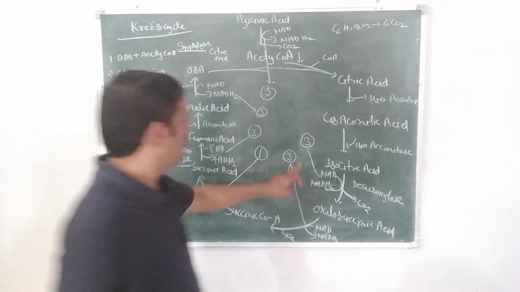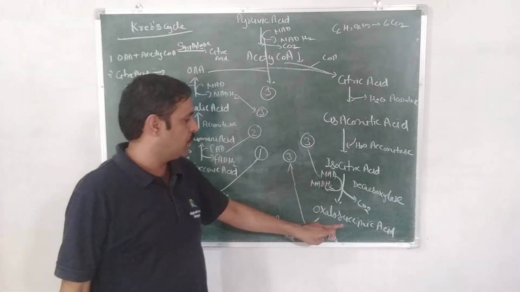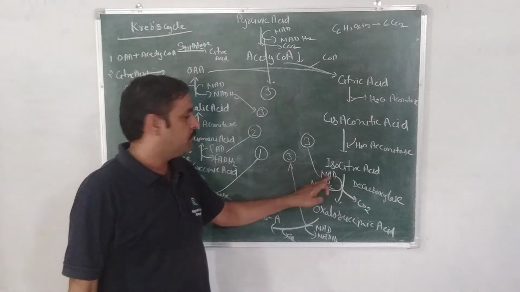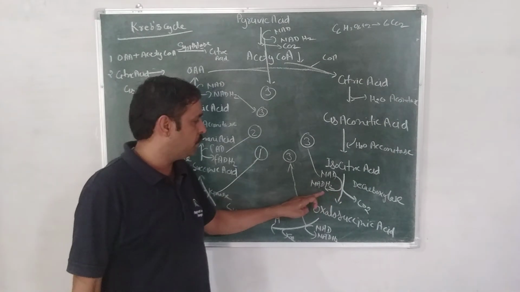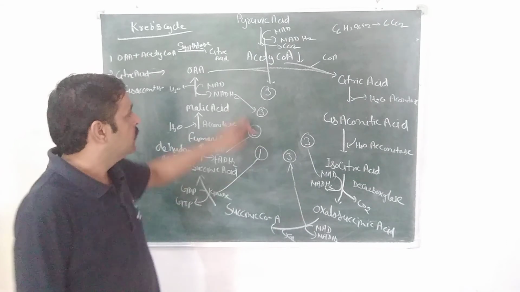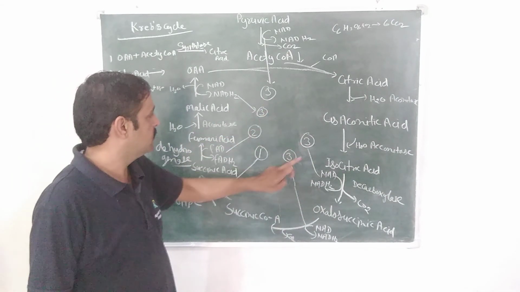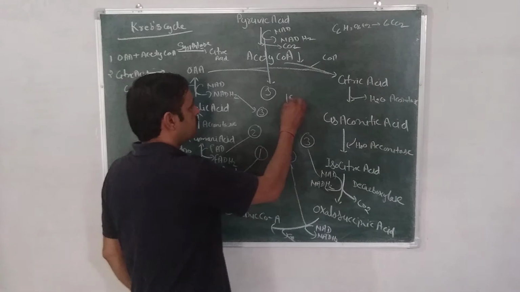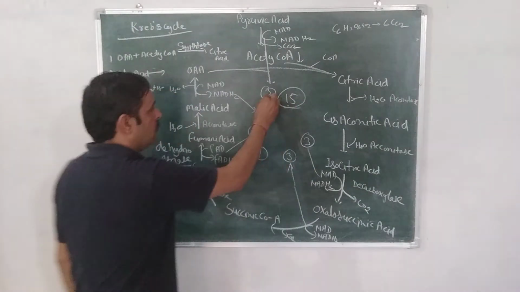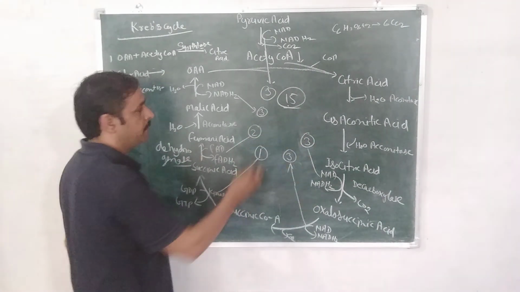And 3 ATPs are also obtained from isocitric acid to oxalosuccinic acid. 1 NAD is converted into NADH2. Here we also obtain 3 ATP. Then total number of ATPs are 15. Okay. All the counting of 3, 3, 6, 8, 9, 12 and 15.